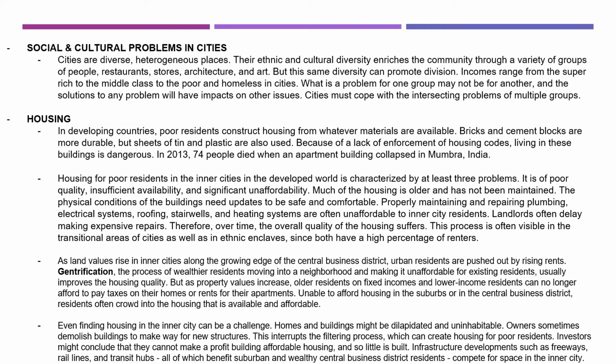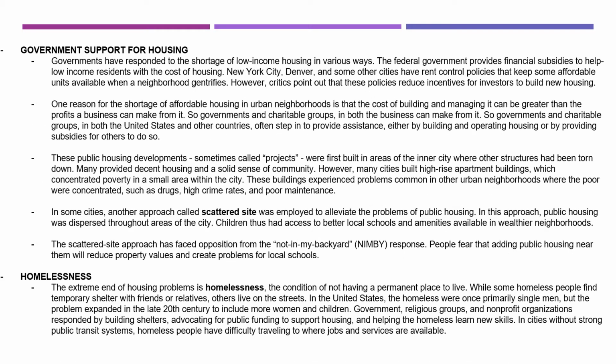Infrastructure development, such as freeways, rail lines, and transit hubs, all of which benefit suburban and wealthy central business district residents, compete for space in the inner city. Governments have responded to the shortage of low-income housing in various ways. The federal government provides financial subsidies to help low-income residents with the cost of housing. New York City, Denver, and some other cities have rent control policies that help keep some affordable units available when a neighborhood gentrifies. However, critics point out these policies reduce incentives for investors to build new housing.